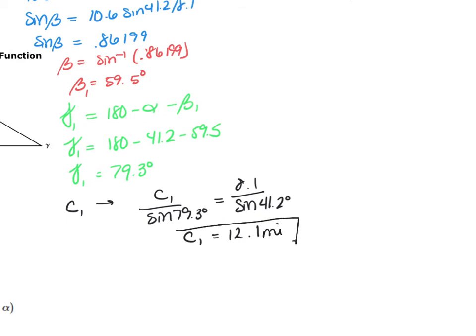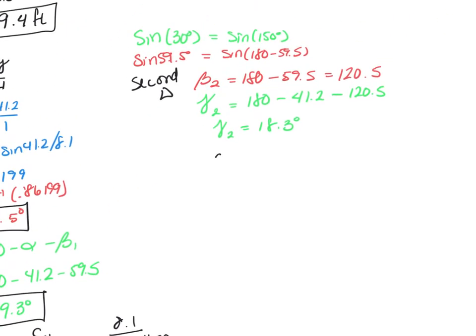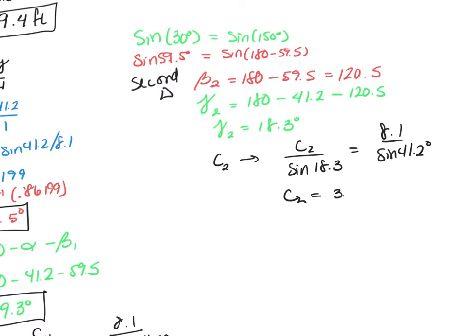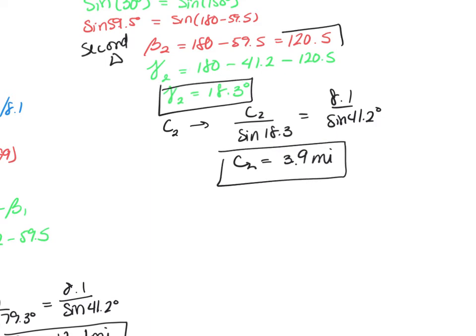So I've solved my first triangle: my C sub 1, my gamma sub 1, my beta sub 1. Let me finish off this one. For my C sub 2, I'm solving for that, so I have C sub 2 over the sine of 18.3, going back to my given sides, 8.1 over the sine of 41.2 degrees. And I get my C sub 2 to equal 3.9 miles. So here's my second triangle: C sub 2, gamma sub 2, and my beta sub 2.